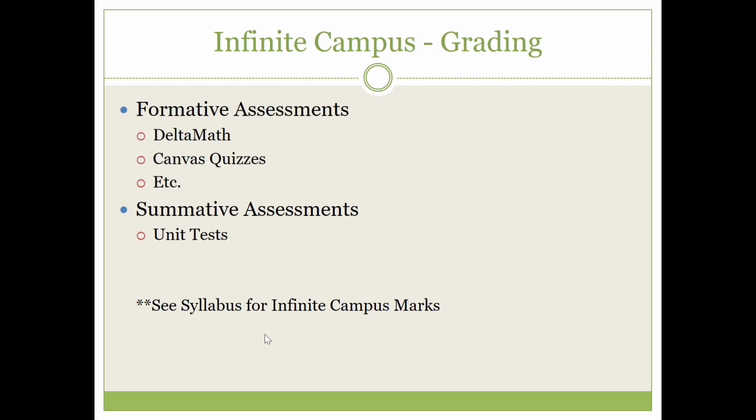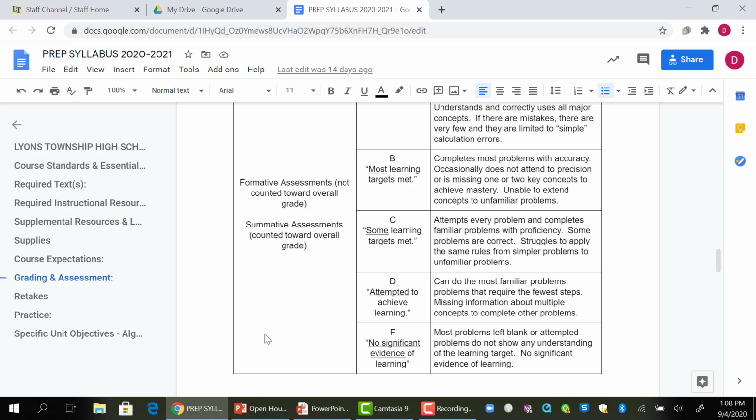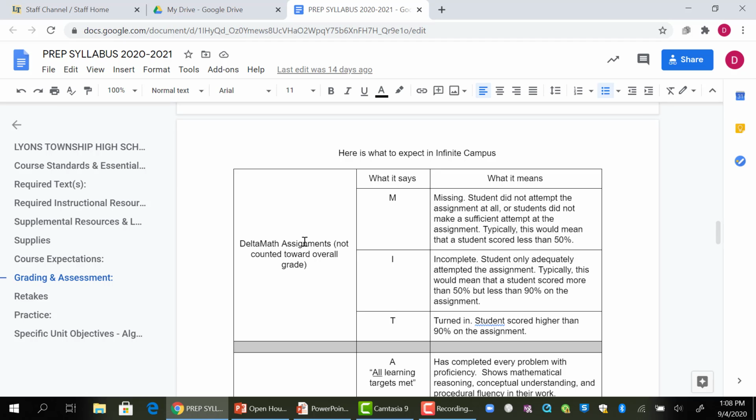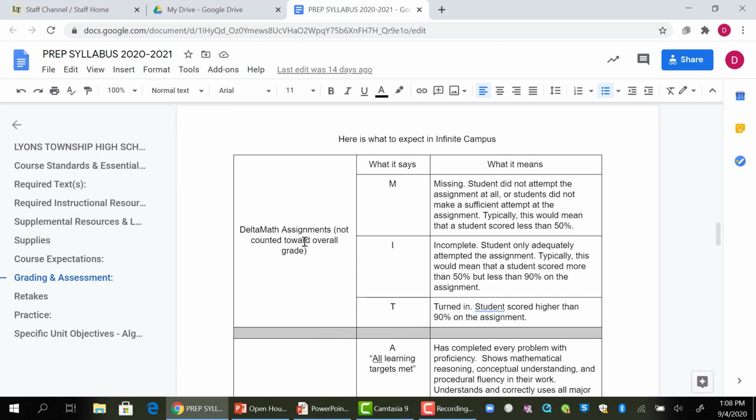Let's take a look at this syllabus just to see kind of how you're going to see grading in the gradebook. So if we go to the syllabus here, for these formative assessments and specifically Delta Math assignments, you'll see kind of a letter there. It'll be M, I, or T. If there's an M there, it just means it's missing. I don't have it. If there's an I there, it means it's incomplete. So either they answered some questions, but not all of them, or maybe they answered too many incorrect that I'd like them to try it again. And then there's the letter grade T, which you'll see a lot. That's turned in. Your student did well, and there's no need to continue on with that objective.